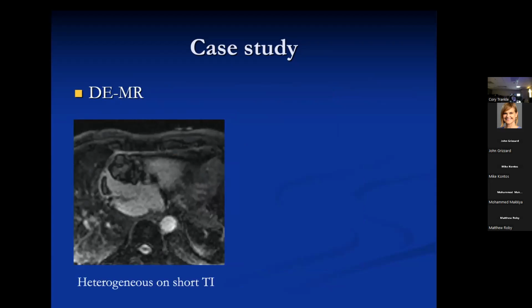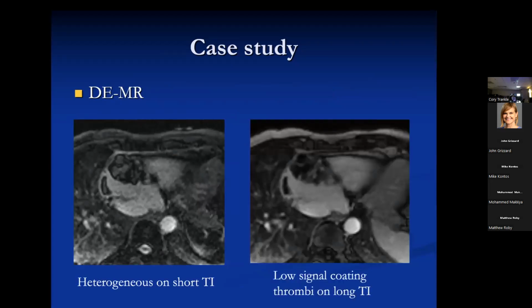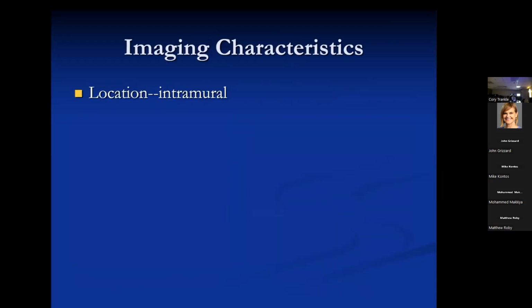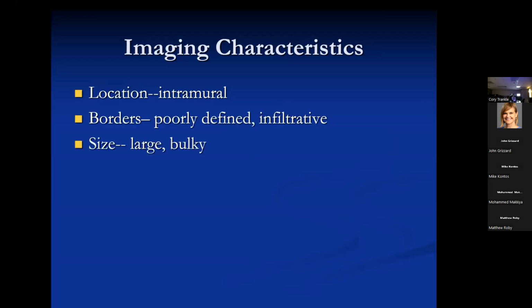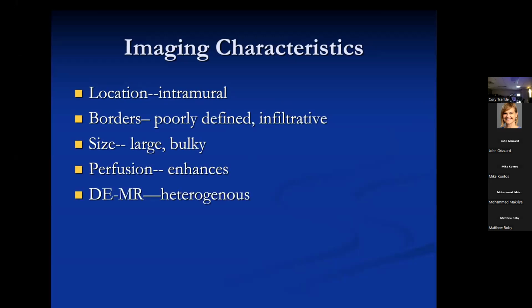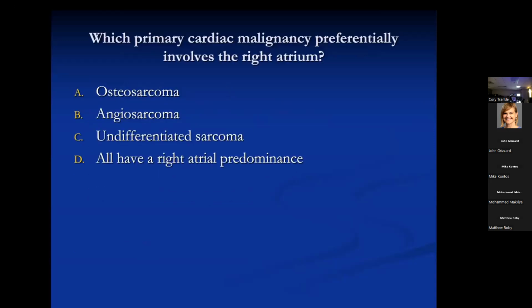Heterogeneous on delayed enhancement imaging with a short inversion time. They may have some coating thrombus on long inversion time images. Just to review its characteristics, it's intramural, has poorly defined boundaries, it's bulky and large, and it enhances on perfusion imaging. Very heterogeneous on delayed enhancement MR. So these are not benign features, right? These are descriptions of a malignant process.